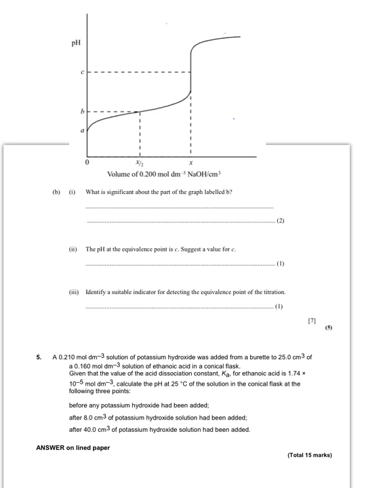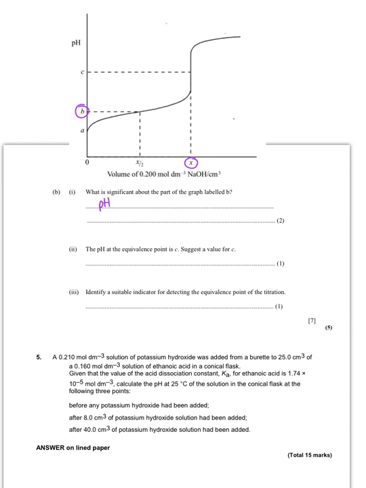What is significant about the part of the graph labelled B? So we're looking here. So we know X is the equivalence point. That's when the amount of acid is equal to the amount of alkali. So X over 2 is the half equivalence point, and B would be the pH at half equivalence.